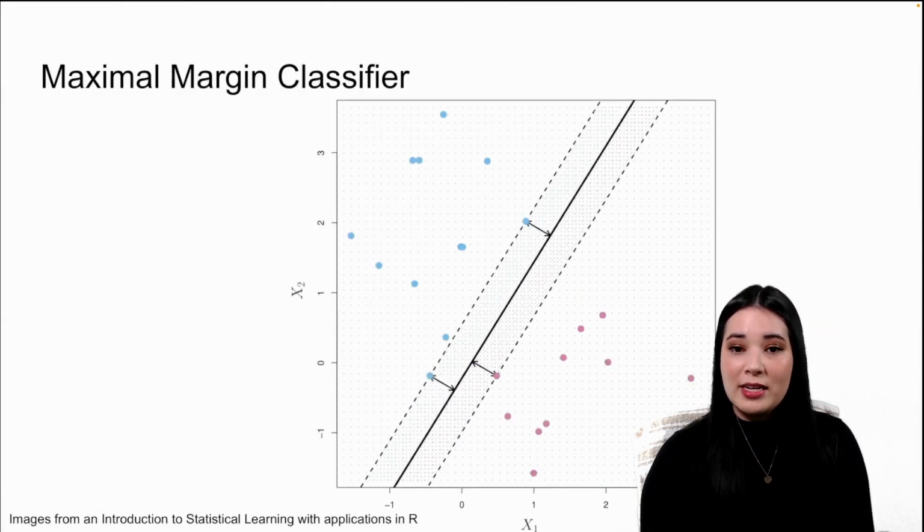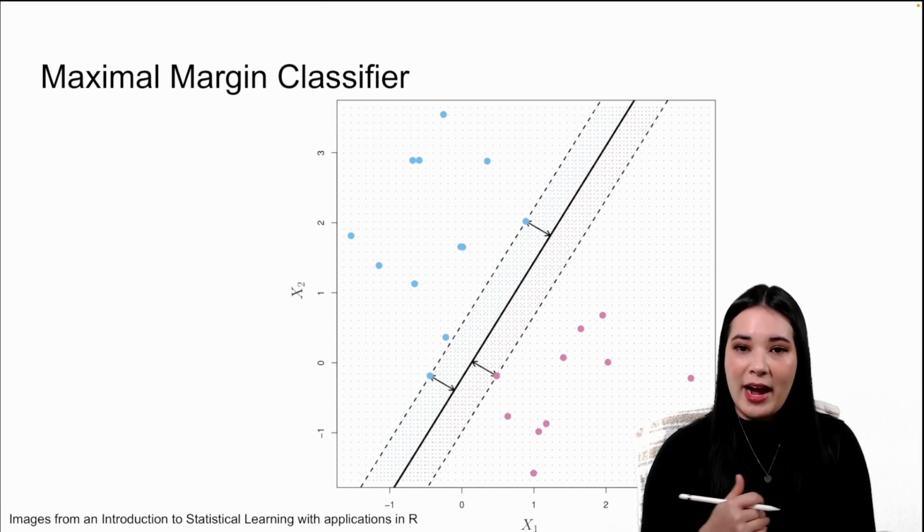For maximal margin classifiers, we want to maximize the margin, which is the distance between any data points and the hyperplane on either side.